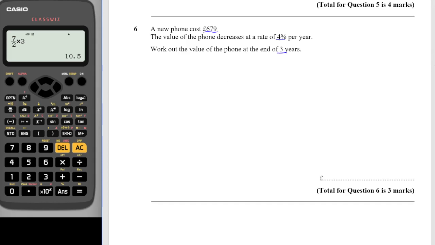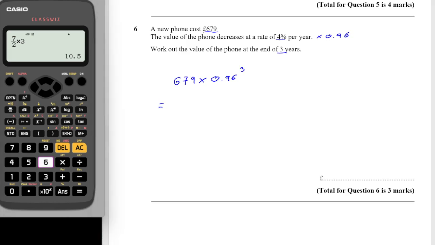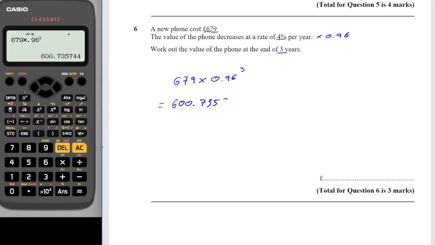So we've got our starting value, which is 679, and we need to times that by 4% depreciation as a multiplier would be 0.96. So 0.96, and I want to do that to the power of the number of years, so 3. So 679 times by 0.96 to the power 3 is going to give us 600.7357... So I'm going to say that that's going to be 600.74 in pounds and pence.